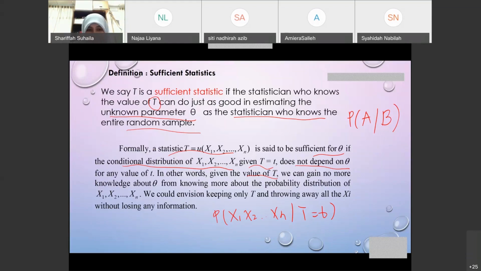Formally, we will see the formula later. So here, your T is a sufficient statistic if we compute the conditional probability distribution of X1, X2, Xn given T, knowing what T is, and that conditional probability does not depend upon theta.